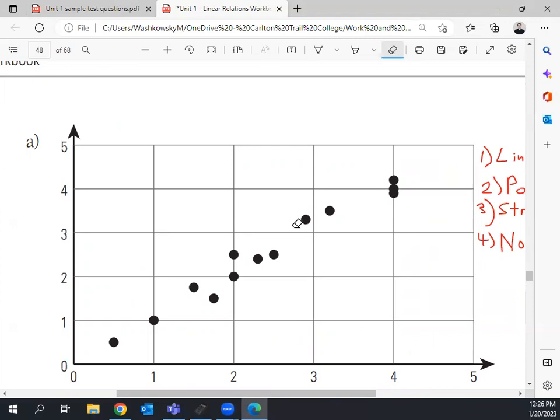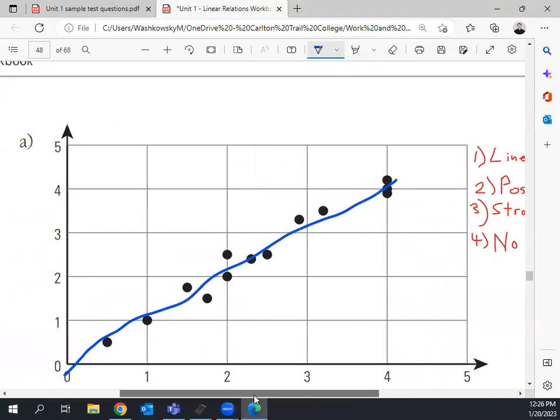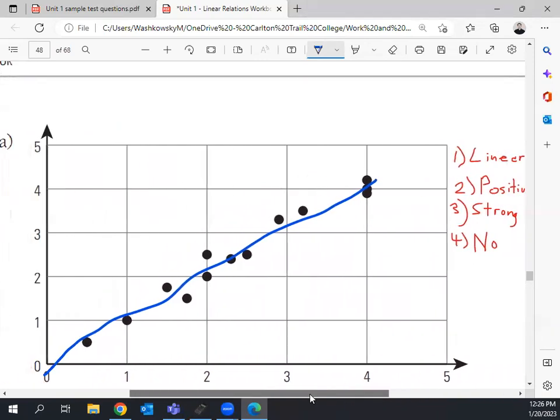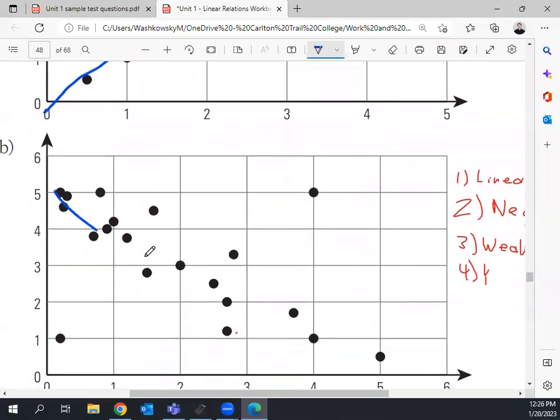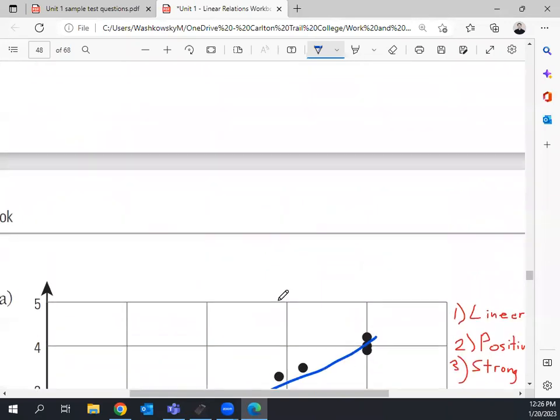You're trying to figure out, does this graph look like it has some type of a straight line? Yes, this is called the line of best fit. Is this graph positive? Well, it goes up as you go from left to right. So yes, it is positive. Is there a strong correlation with this graph? Yes, because a lot of these points are really, really close. Whereas in this graph, a lot of these points are really, really far away. So this will have a weak correlation.